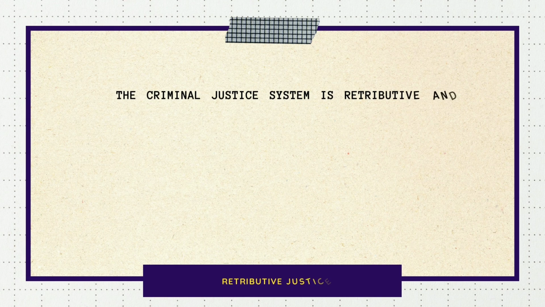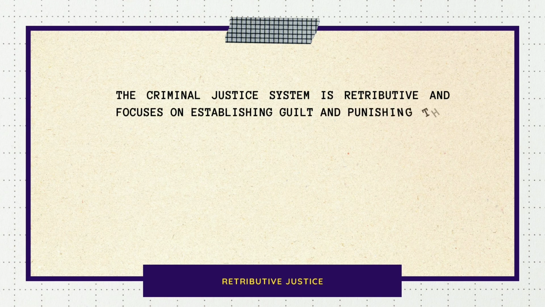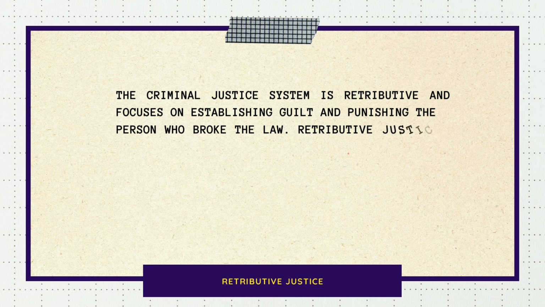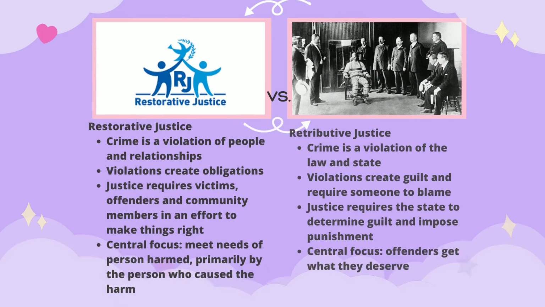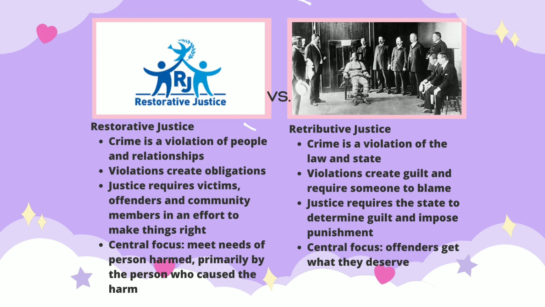Retributive Justice. The criminal justice system is retributive and focuses on establishing guilt and punishing the person who broke the law. Retributive justice is based on three questions. What law is broken? Who broke the law? What is the punishment? These are their differences. You can pause the video if you want to read.